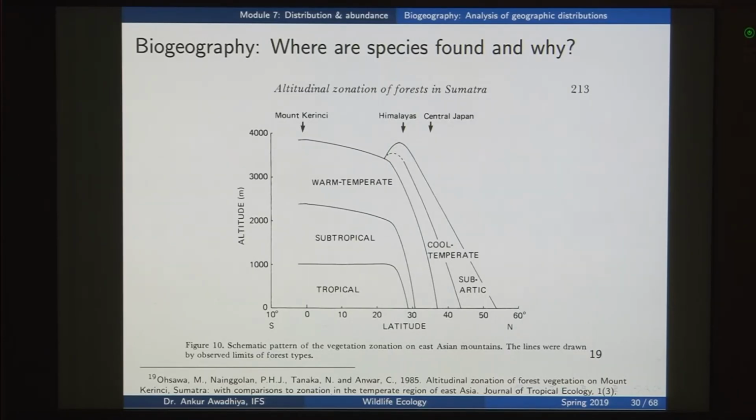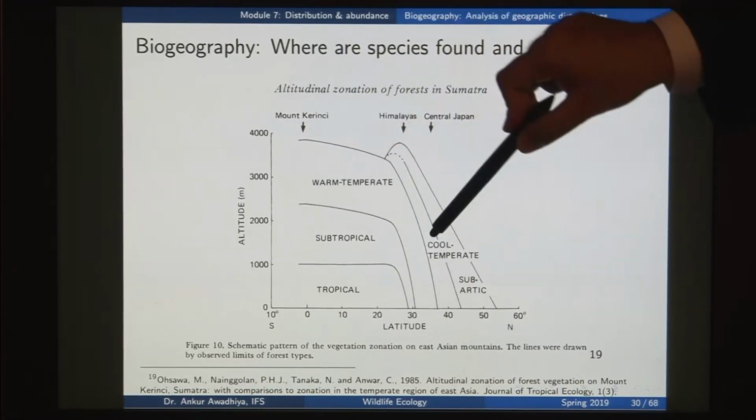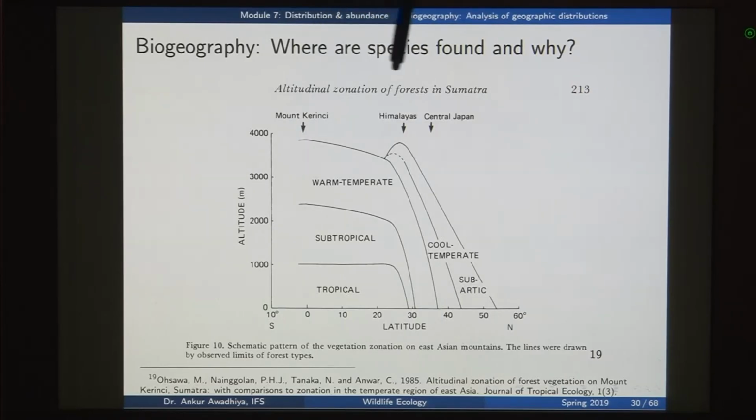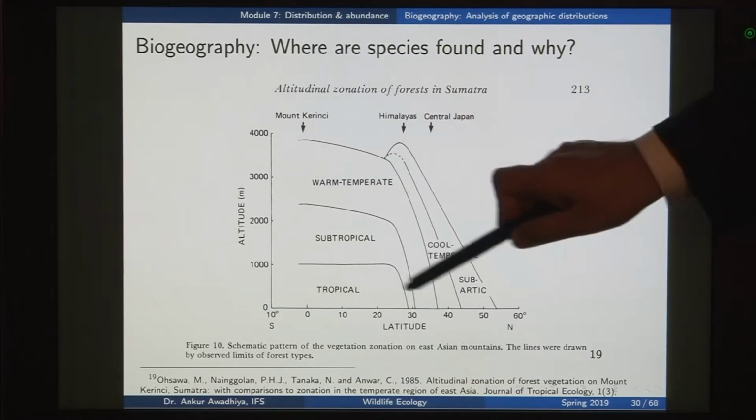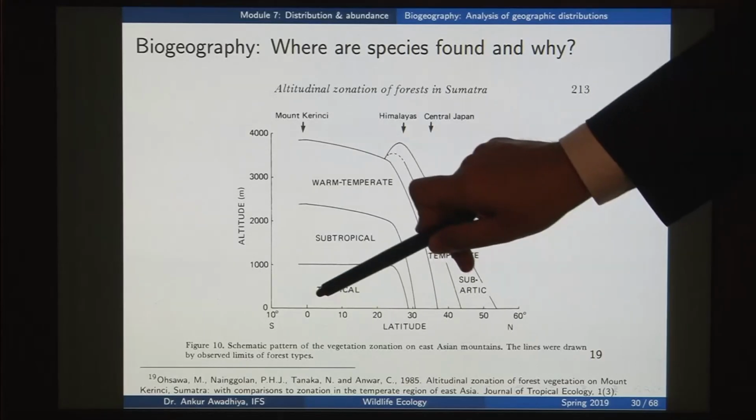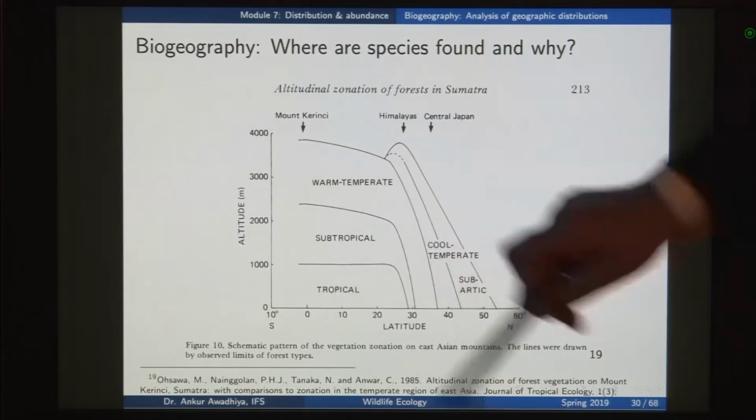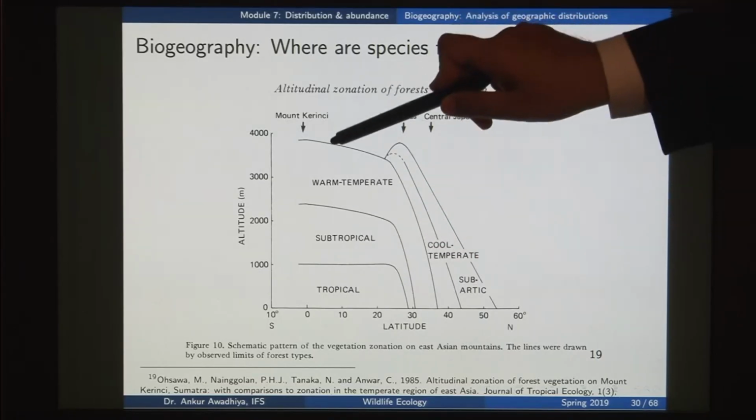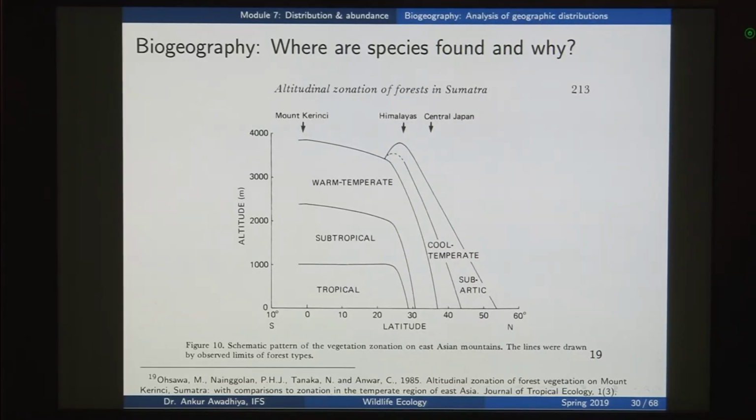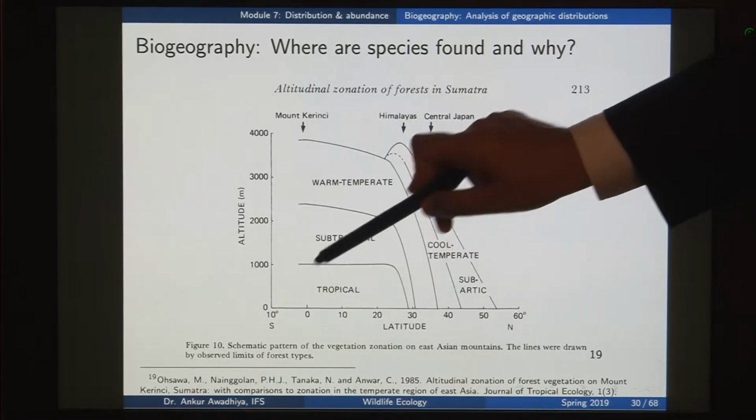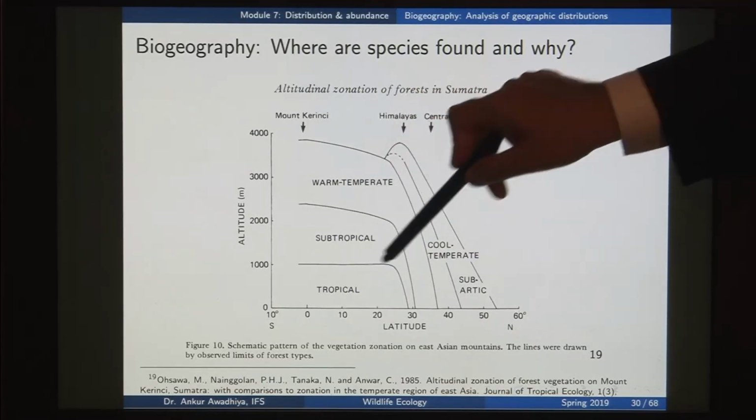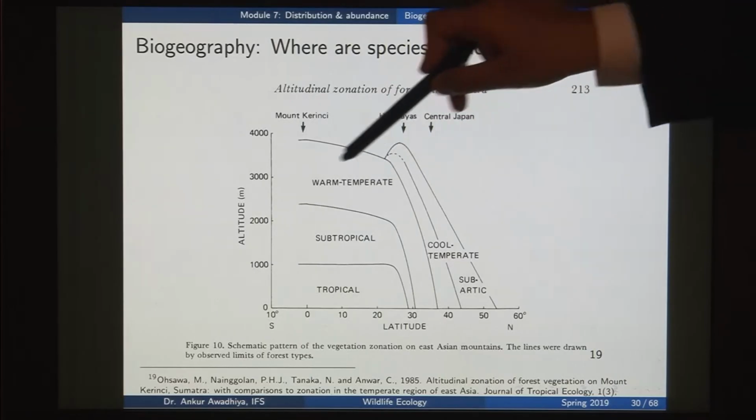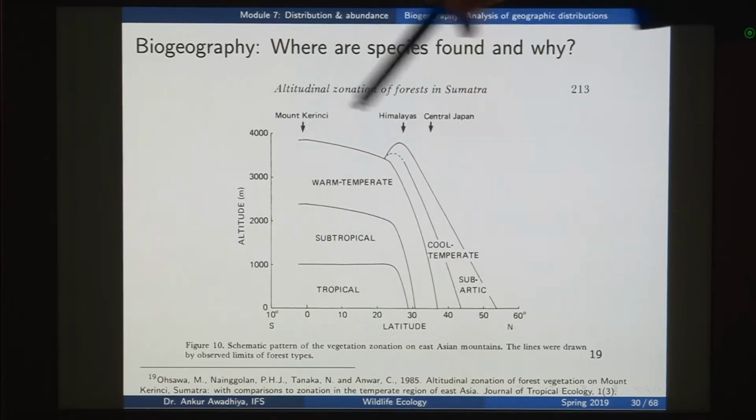Now, here we are talking about the altitudinal variation, the altitudinal zonation of forests in Sumatra. If you talk about an area, say at 10 degrees latitude, and you move upwards, typically the temperature reduces. So you will start seeing a tropical forest, then you will move to a subtropical forest, then to a warm temperate forest, and maybe later on you will even move to the alpine forest.